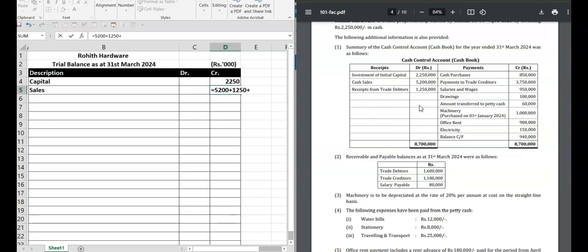Plus, if you go to the second point, they are giving you the receivable and payable balances as at 31st March 2024. The trade debtors balance is 1,600 or 1.6 million. So you have to add that also, the trade debtors balance as at 31st, because these sales have been incurred within that particular financial year for which you are making the trial balance. So you have to put all the transactions that are coming in within that year, right? So this is your sales figure.